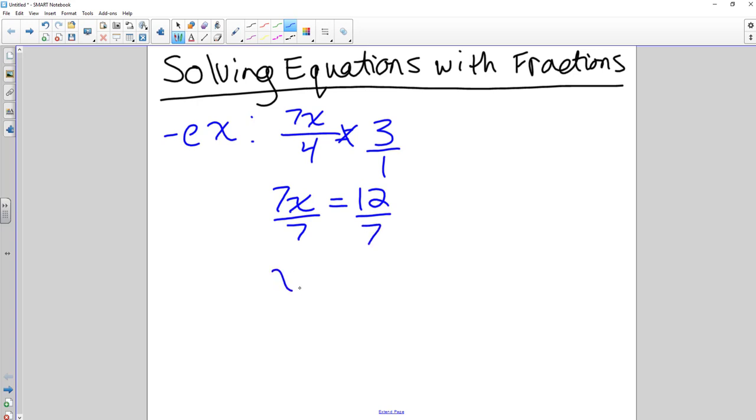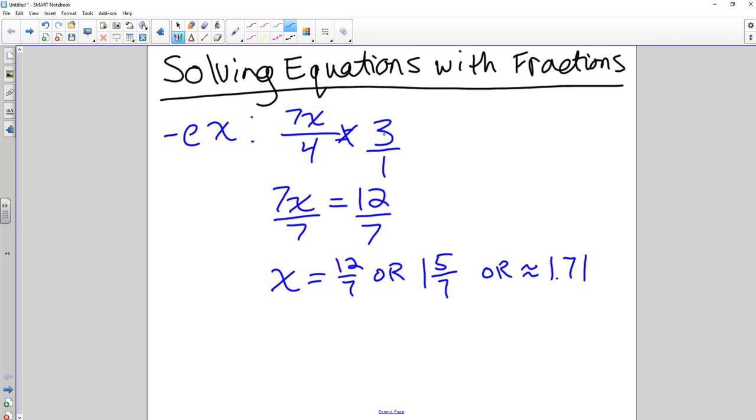Divide both sides by 7, and I'll get x equals 12/7, or if I want it as a mixed fraction, that would be 1 5/7, or if I wanted a decimal, this is about 1.71. Okay, so depending on how I wanted it. So when I have one fraction equal to another fraction, or a fraction equal to a whole number, I can just cross multiply.